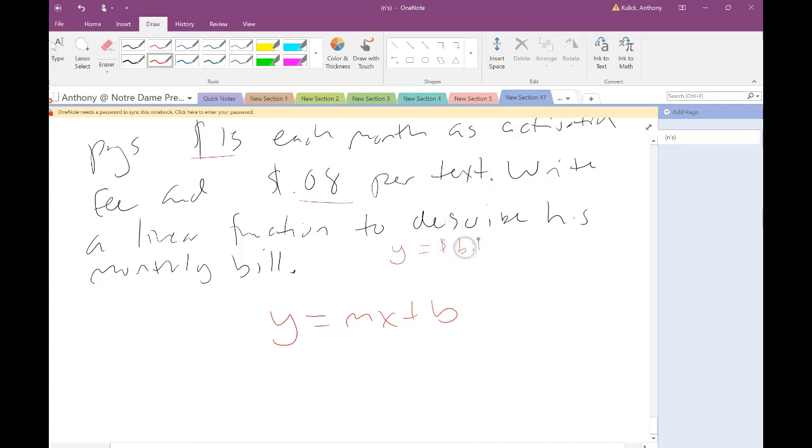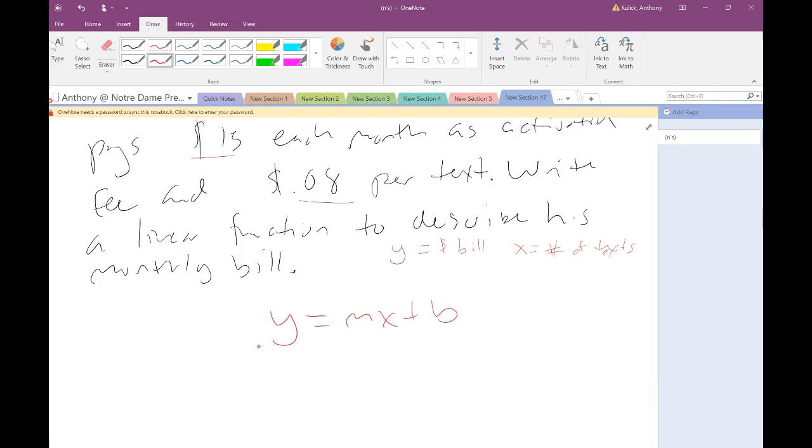That's the dollars in the bill. And the dollars in the bill is going to depend on what quantity? Yeah, the number of texts. Right? So we want to be able to describe the monthly bill, so that's the output. And the input, the thing that it's going to depend on, is how many texts we send.